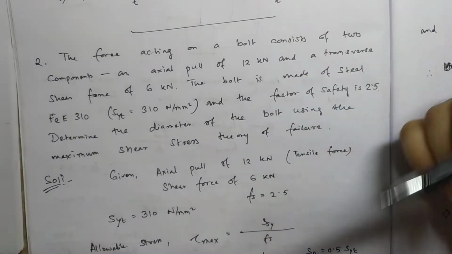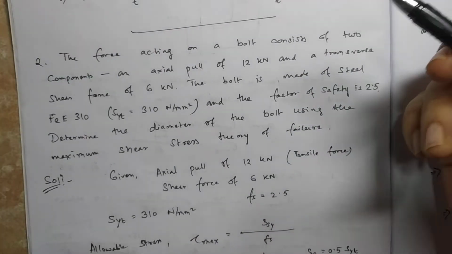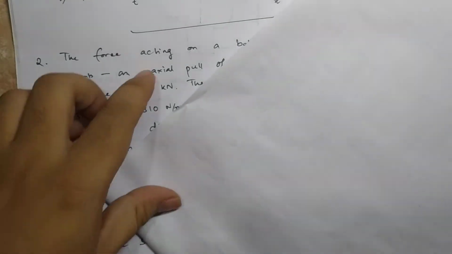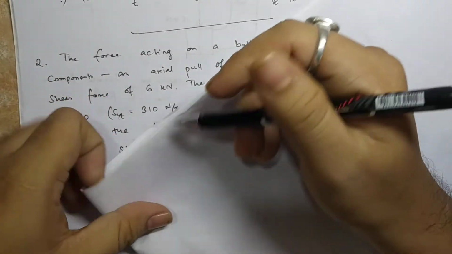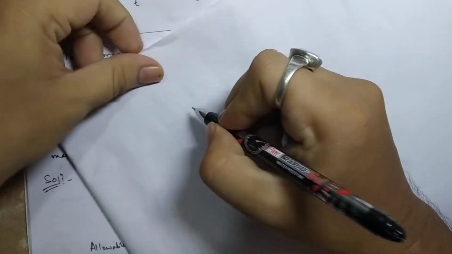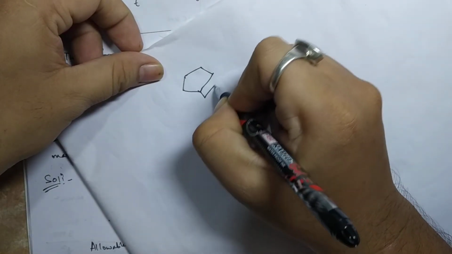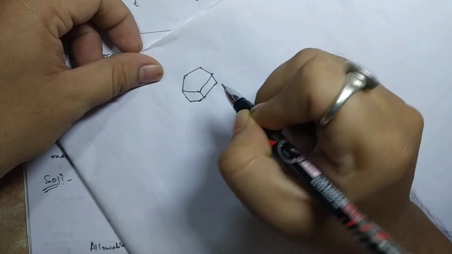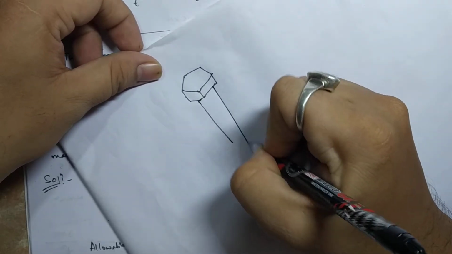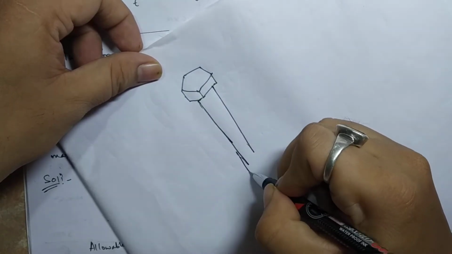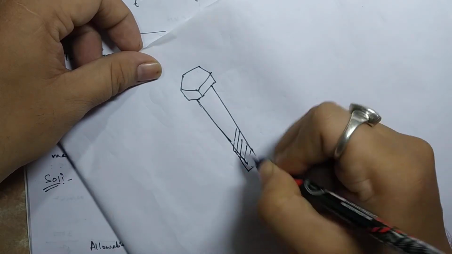Okay, now alright, so let's start the problem. Here you see this problem is different than the problems we have solved previously. Now we take a bolt. A bolt is under both tension and shear, they are telling. So this is the bolt. You have seen a bolt, right? So this is a bolt, we have some threads here.